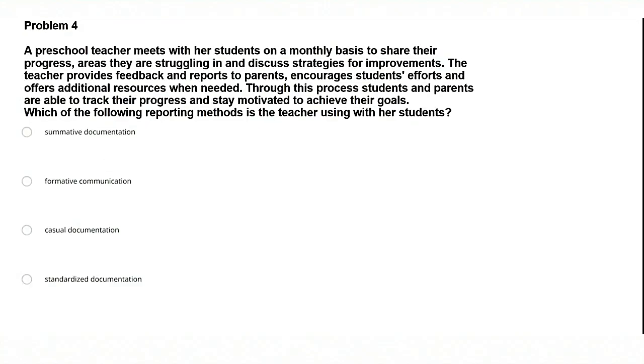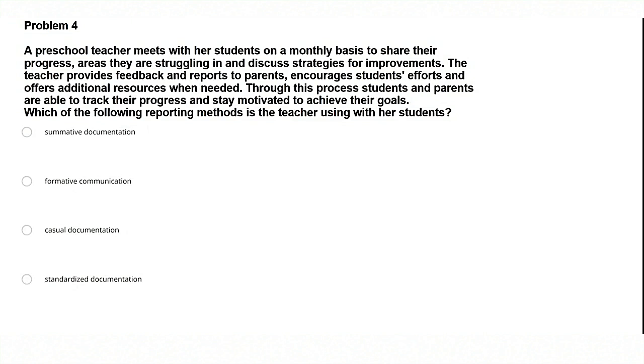Problem 4 says, a preschool teacher meets with their students on a monthly basis to share their progress, areas they are struggling in, and discuss strategies for improvements. The teacher provides feedback and reports to parents, encourages students' efforts, and offers additional resources when needed. Through this process, students and parents are able to track their progress and stay motivated to achieve their goals. Which of the following reporting methods is the teacher using with her students? Answer choices are summative documentation, formative communication, casual documentation, and standardized documentation.